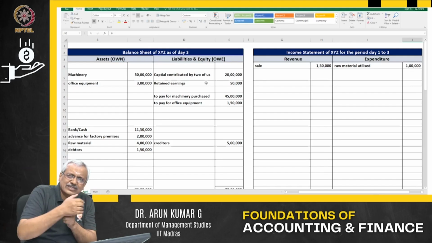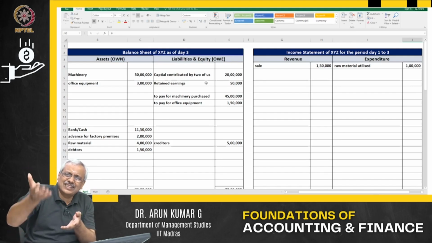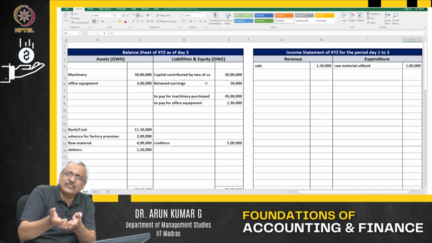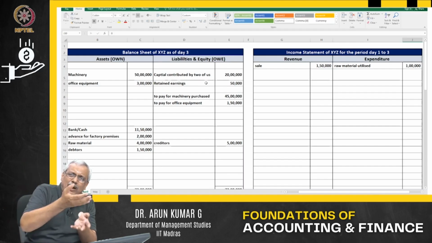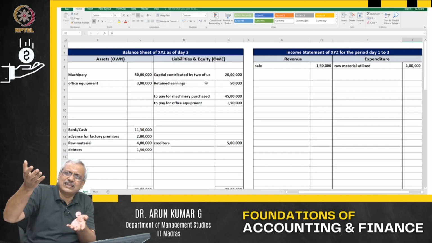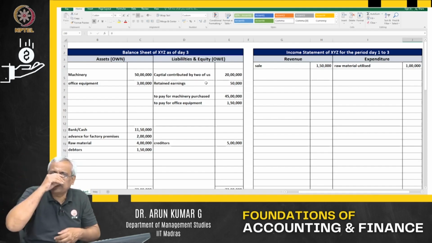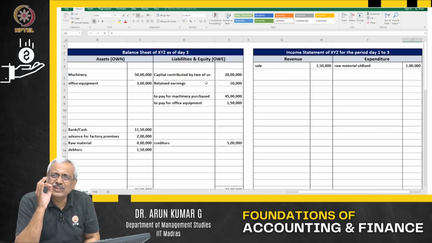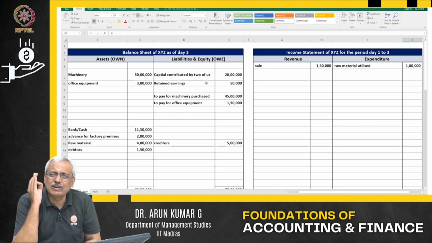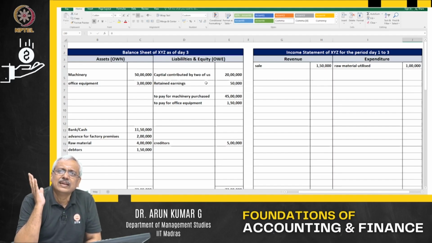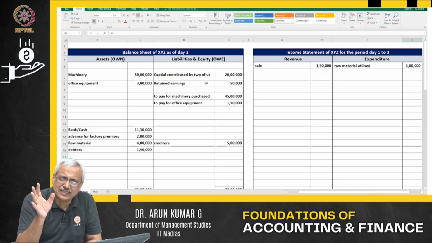When I buy office equipment, what is happening? Asset is increasing. If I have paid, my cash has gone down. Because I have not paid, my liability increases. In this case, partly I have paid, so cash goes down, and partly my liability is increasing. So what happens? Every transaction will always have a minimum of two parts.